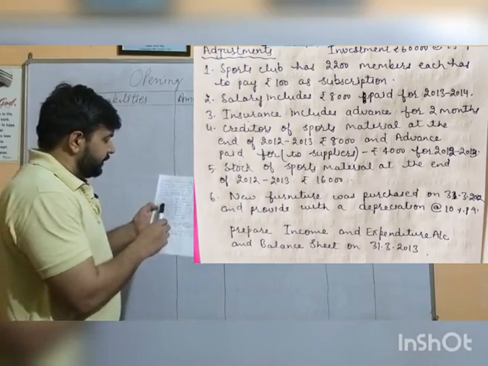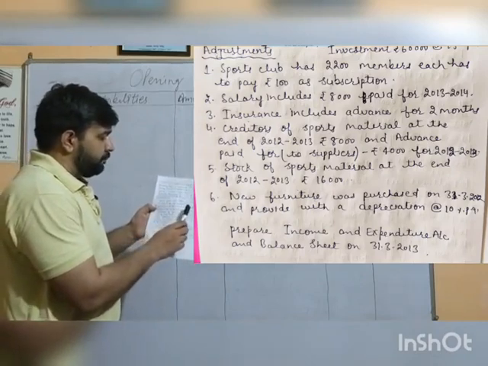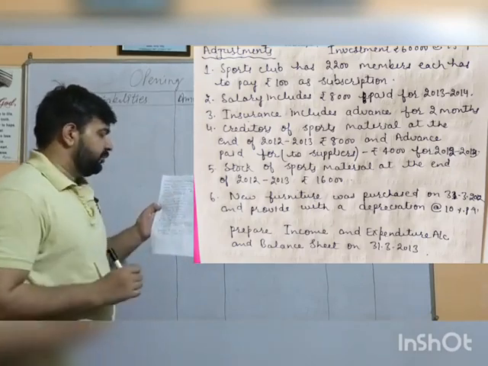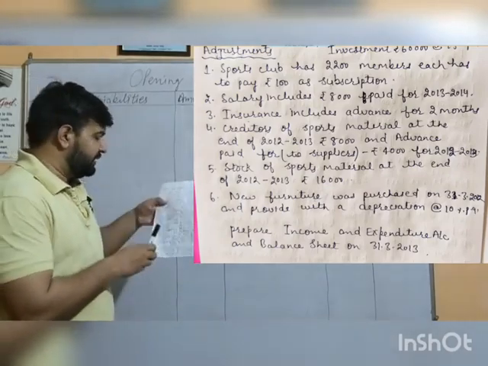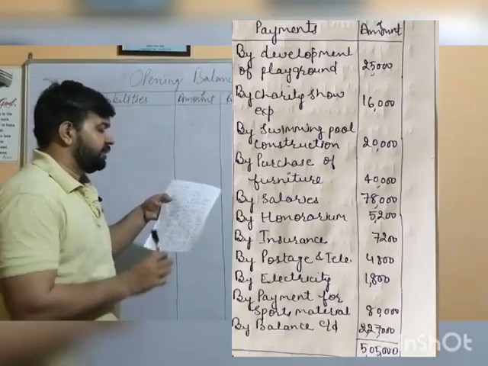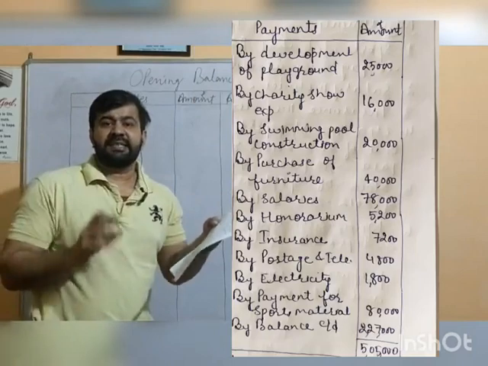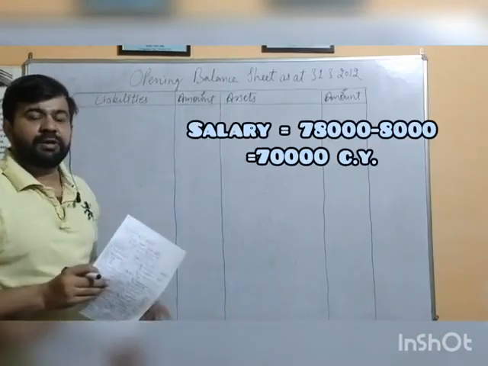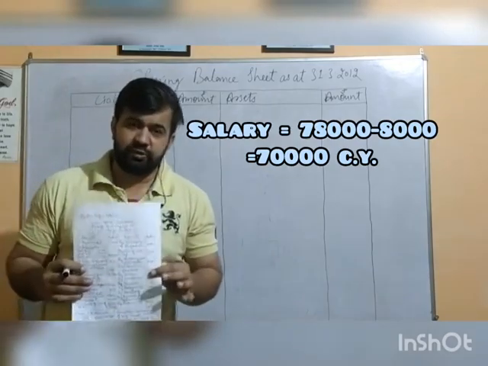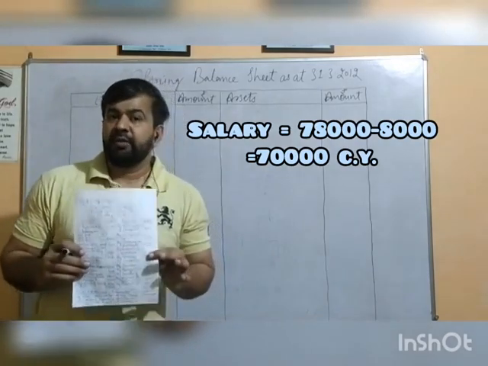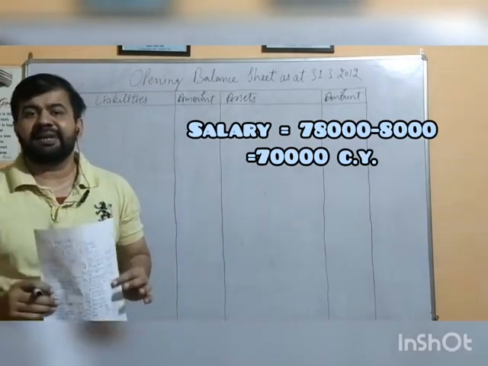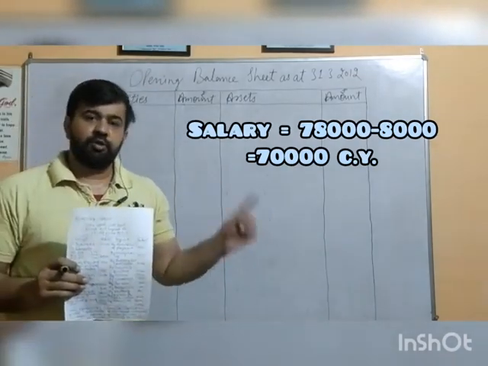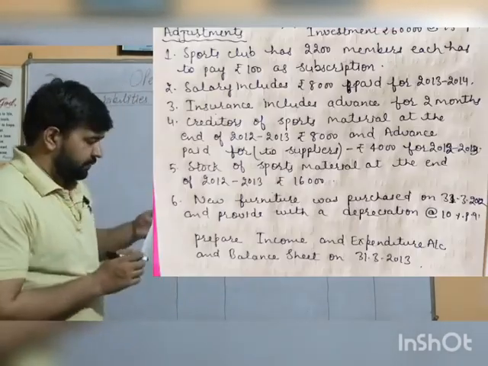Then we are having salary including 8,000 paid for 2013-14. That means whatever amount we are having in the name of salary, that is 78,000, 8,000 is related to the next year, that is our current asset. Whenever we write salary on the expenditure side of the income and expenditure account, we need to subtract 8,000 from it, and this 8,000 will be shown as an asset. Salary paid in advance, prepaid salary 8,000, in the closing balance sheet asset side.